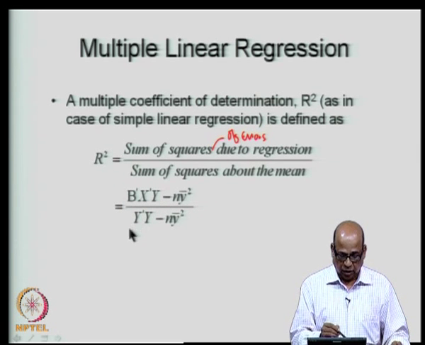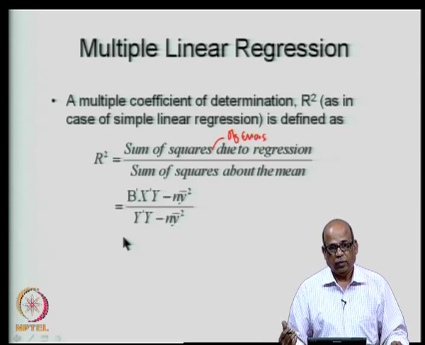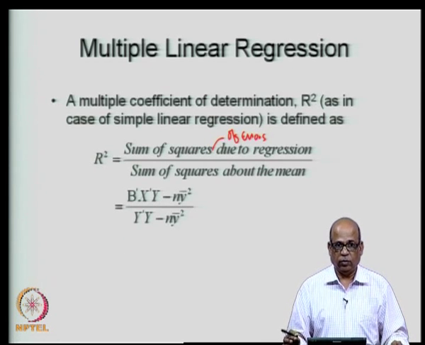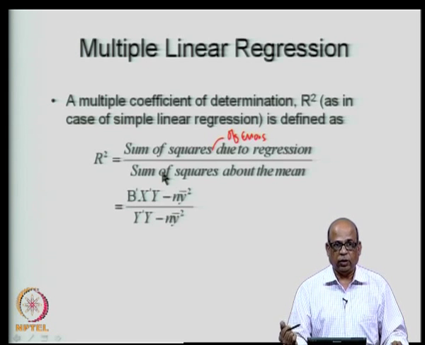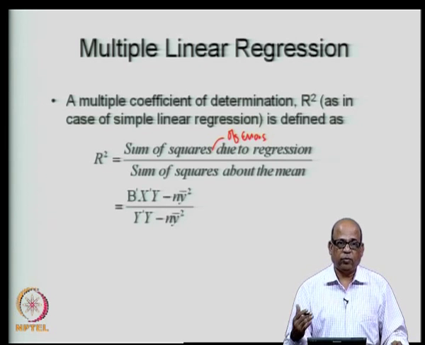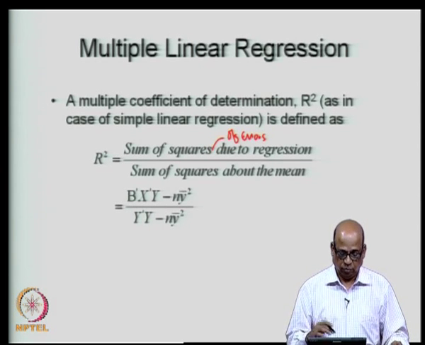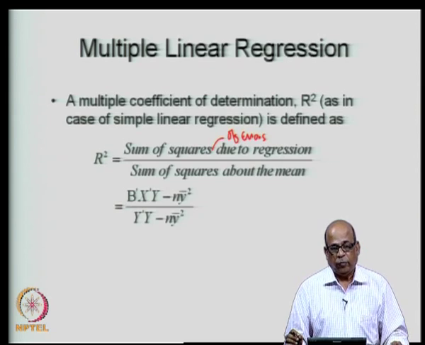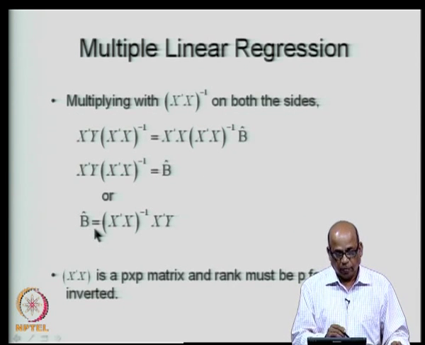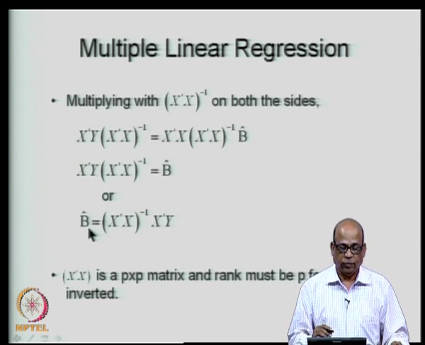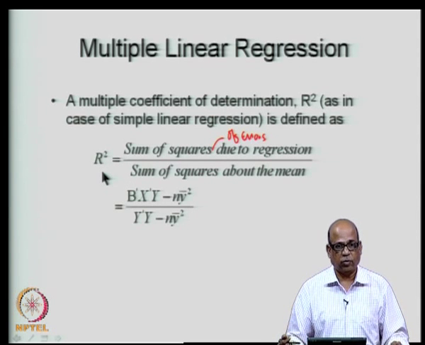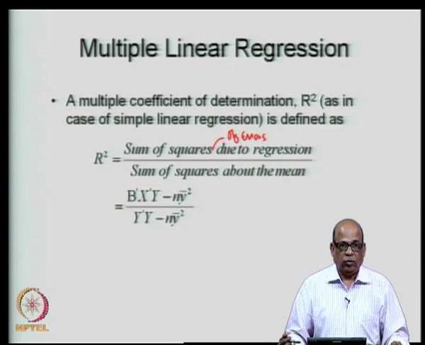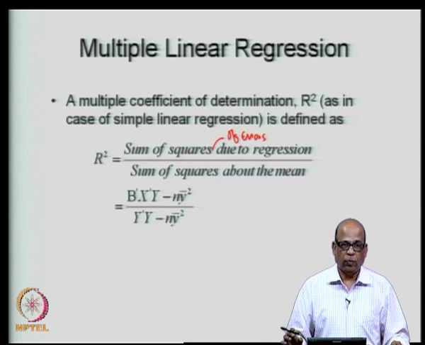Now, this is a scalar number. So, R square you will get it as, let us say, 0.8, 0.9 and so on. When you do this, it will indicate the goodness of fit in some sense. The higher the R square value, the better is the fit using those parameters. So, we know now how to estimate beta cap, which is the set of parameters, and we know how to estimate the goodness of fit in terms of the R square values. So, this completes the expressions for multiple linear regression.